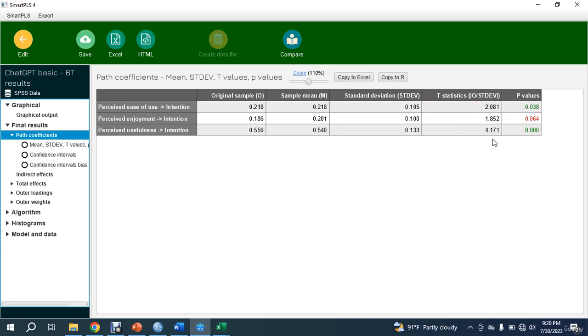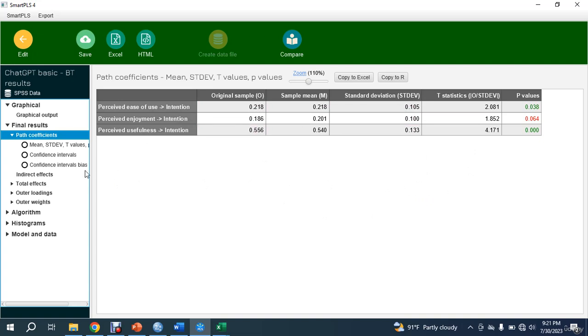Among the three t statistics, only two are above 1.96, that means the ease of use and usefulness. But enjoyment is 1.852, which is less than 1.96. That means it is not significant. And here the p-value is red, that means the p-value is greater than 0.05. And here the p-value is less than 0.05. That means two relationships we found significant, and this relationship is found insignificant. And this result we can explain in our structural model analysis.